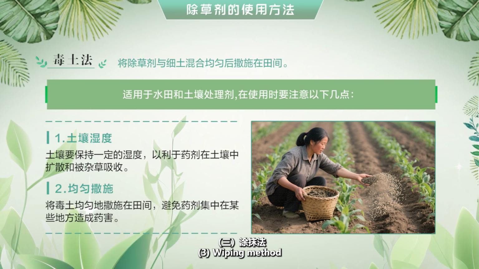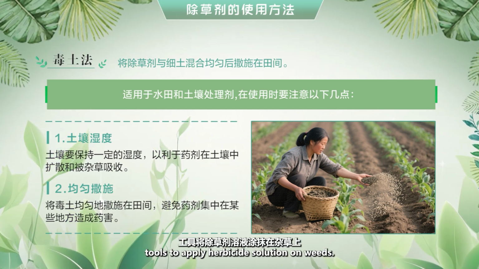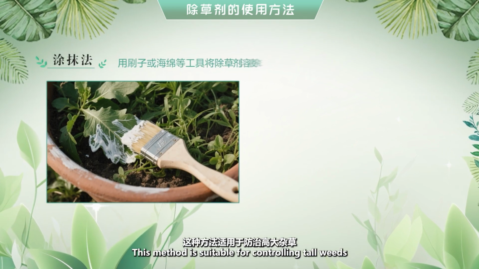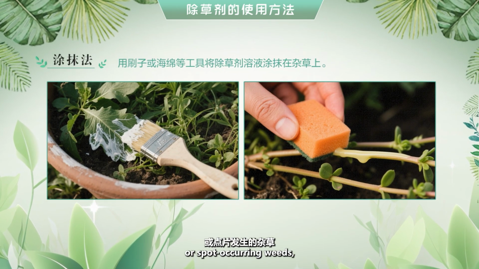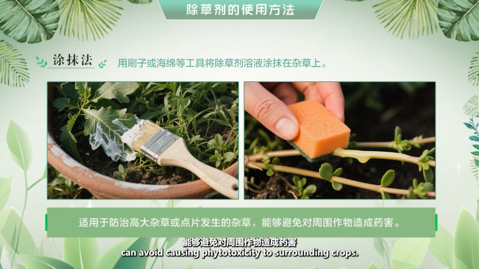3. Wiping method. Wiping method is using brushes or sponges and other tools to apply herbicide solution on weeds. This method is suitable for controlling tall weeds or spot occurring weeds, can avoid causing phytotoxicity to surrounding crops.